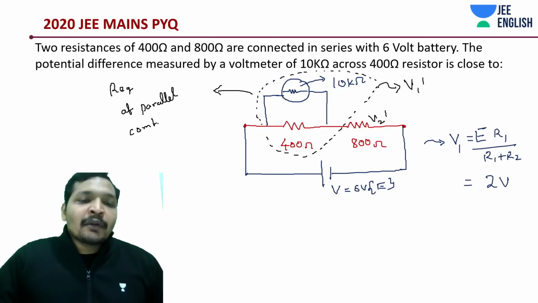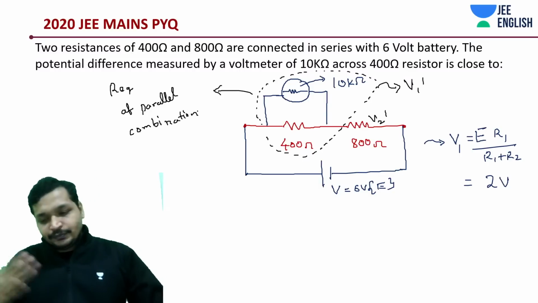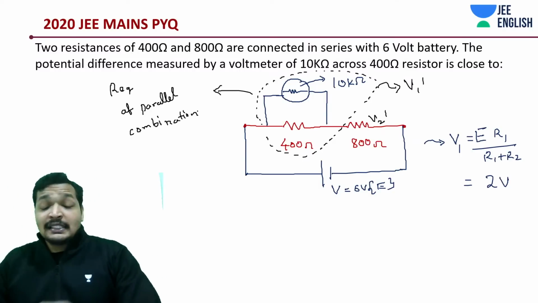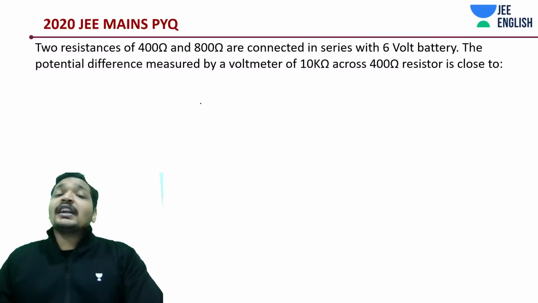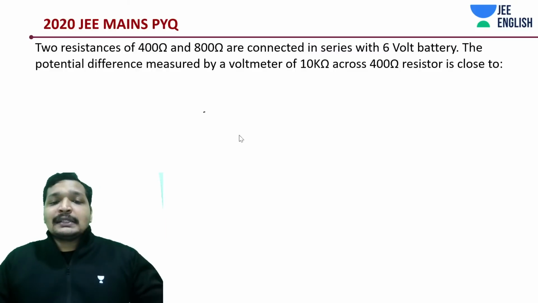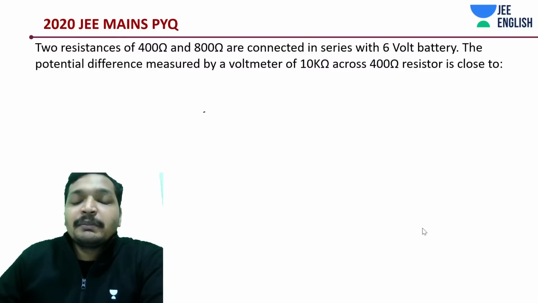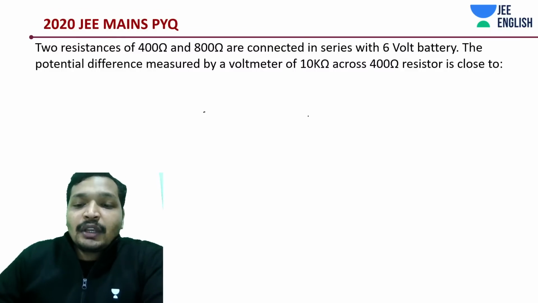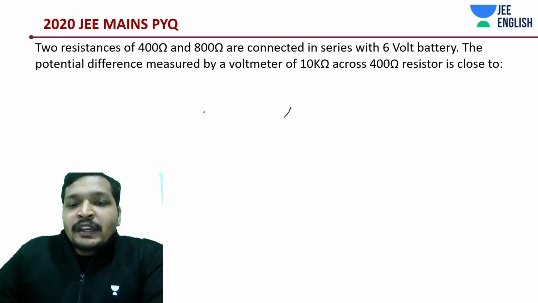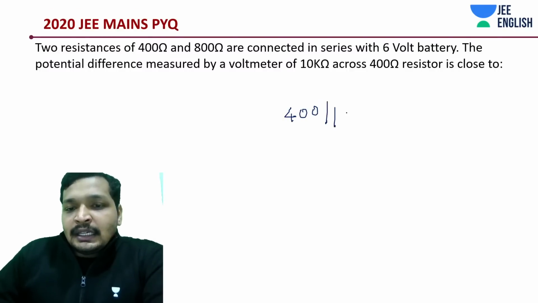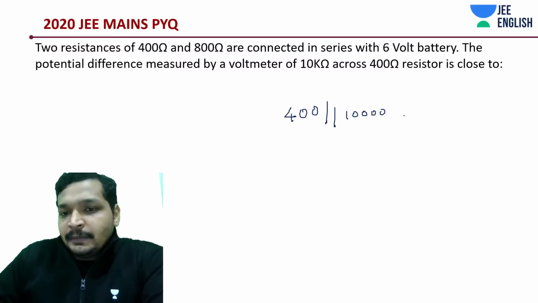But do remember one thing. What are we going to do right now? That is the most important thing. Even 2022 aspirants, notice this. This is not a concept. This is a mathematical method. This will be useful in many places. So what do we have? We have 400 ohms and 10k, that is basically 10 to the power 4 ohms, in parallel. How do you calculate this?